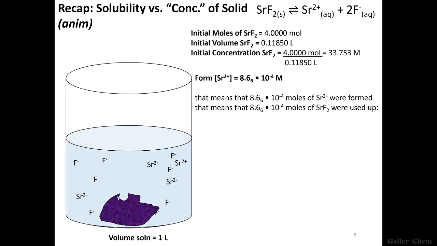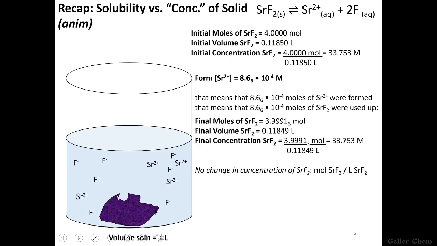Well, that means in this 1 liter of solution that 8.66 times 10 to the minus 4 moles of Sr2+ were formed. Well, in turn, that must mean that that same amount of moles of SrF2 were used up, because it's a 1-to-1 relationship over here. And so if I take the number of moles that were used up and subtract it from our initial moles present, we will get the final moles of SrF2. So it's gone down a little bit, and that agrees with what was stressed in Lecture 3.